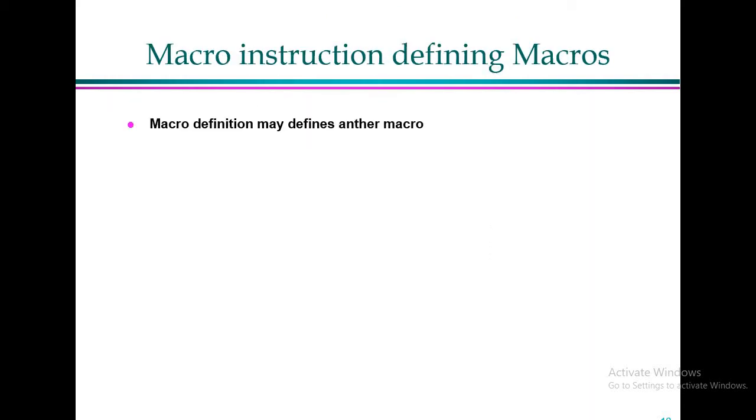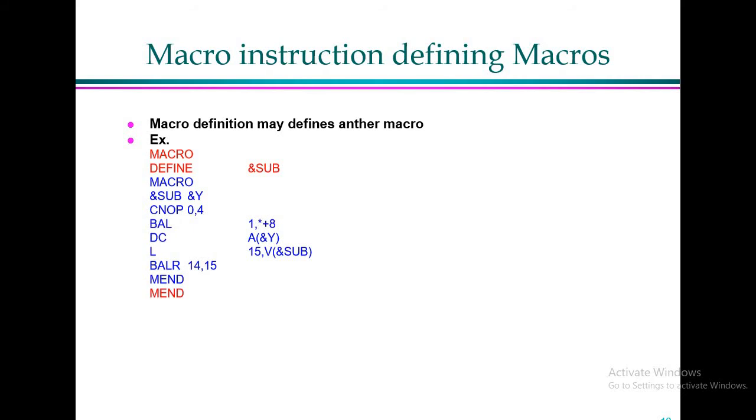Now see what is macro instruction defining a macro. A macro definition may define another macro. For example, here macro is there, then define is the name of the macro, then macro again, this define macro contains another macro, that is sub macro. So here is sub, C N O P B A L D C L B A L R M and is there. So here this is called an inner macro. The ampersand sub is nothing but the inner macro, and this define is nothing but the outer macro. This is what macro instruction defining a macro.